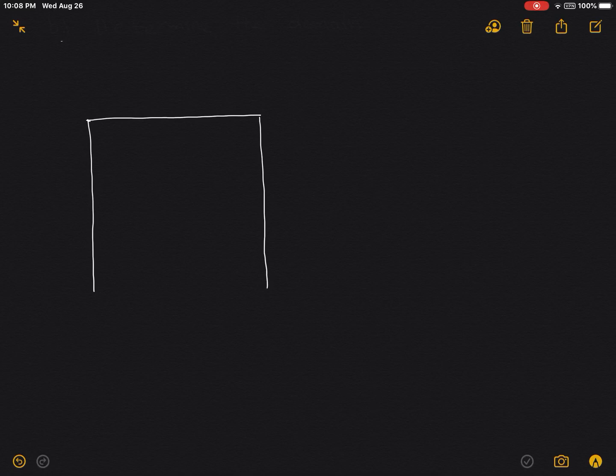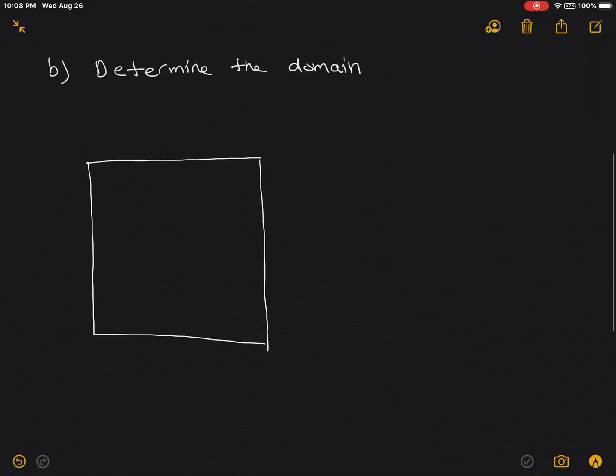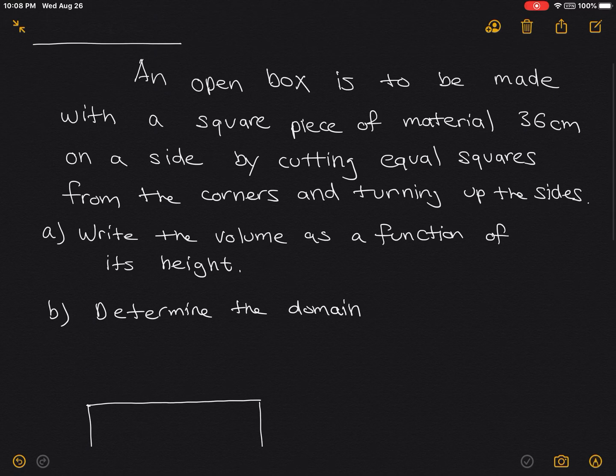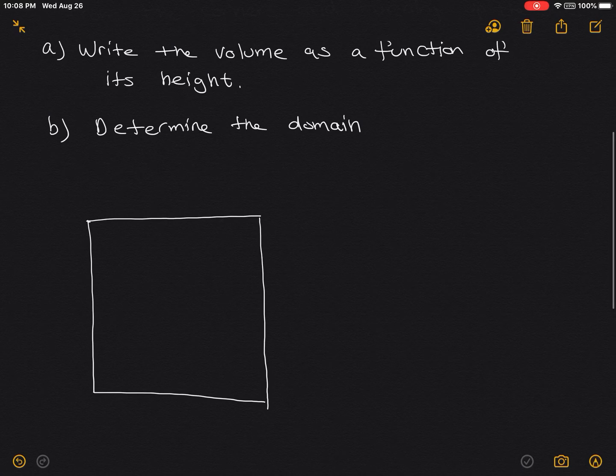Okay, so we definitely need a picture for this. So let's draw a square to the best of our ability. There's a square. And this square, if you go back and read the problem, it's 36 centimeters on the side. Okay, so I'm going to label my square here. This is 36 cm, 36 cm.